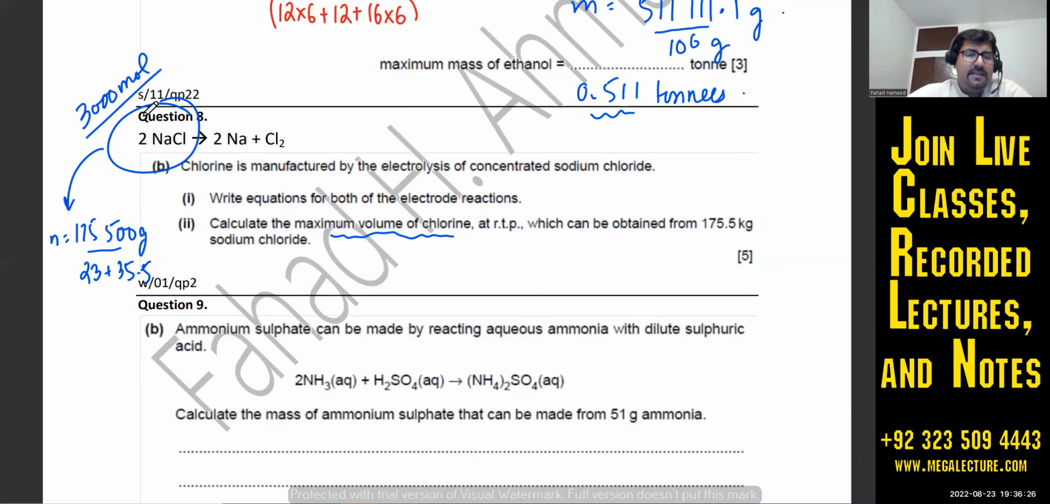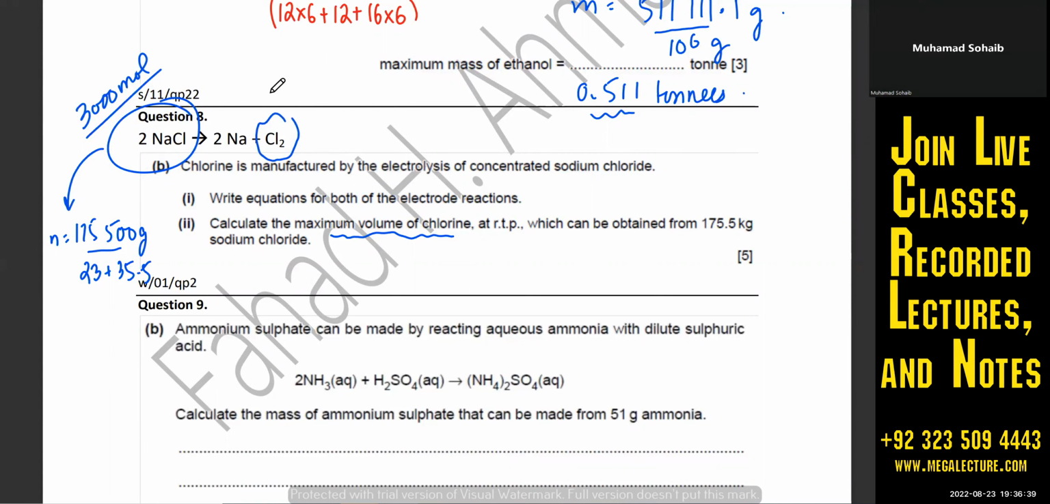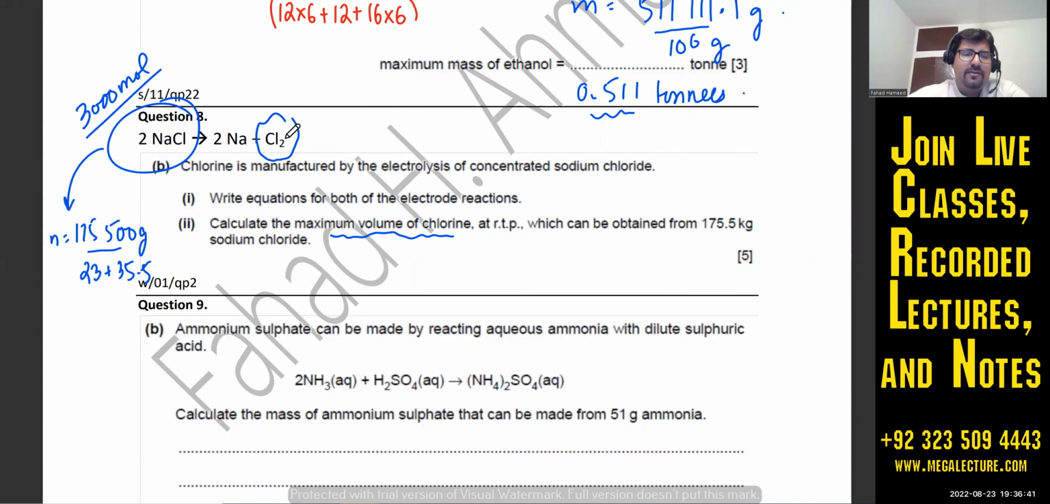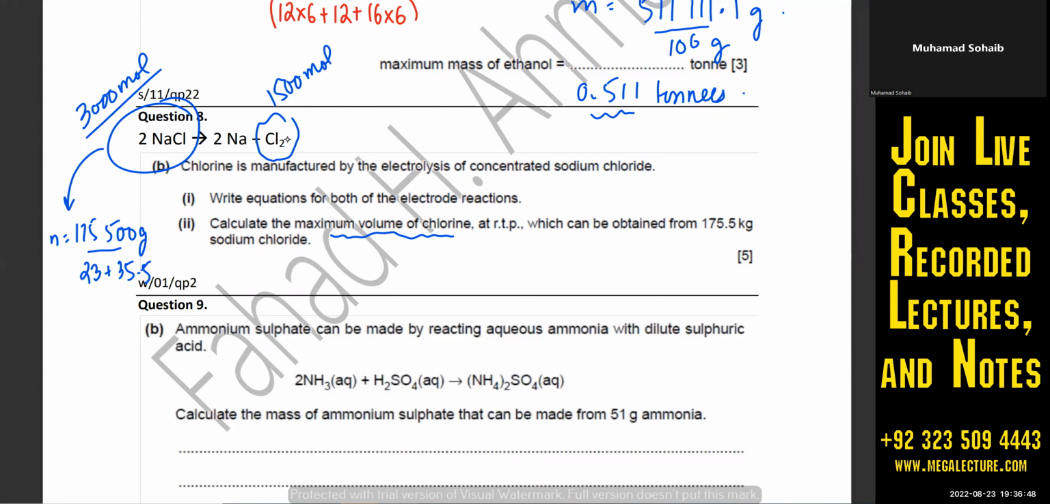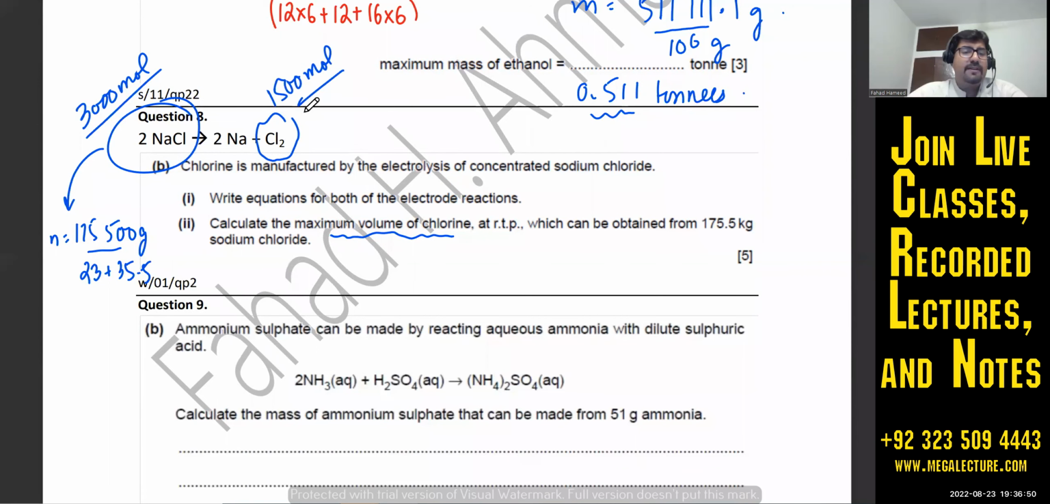So if you got 3,000 moles, how many moles of chlorine will be produced according to the ratio? It's 2:1, so 3,000 divided by 2 times 1. If this has two, then that has 1. So 3,000 divided by 2 times 1. So it's going to be 1,500 moles, right? Yes. So you found out the moles of chlorine. He's asking for the volume of chlorine.